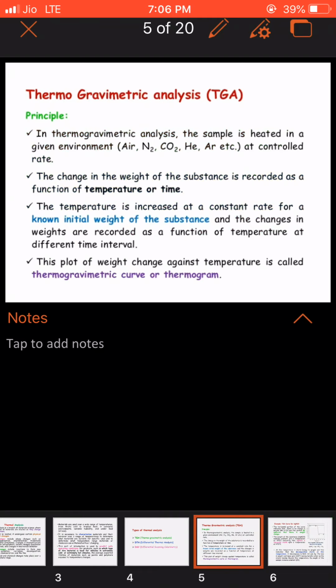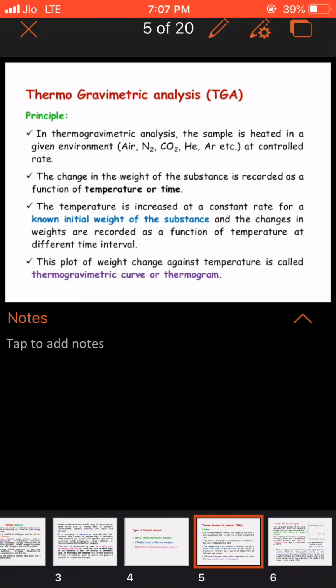TGA, thermogravimetric analysis, the name itself indicates thermo, which means there is a change in temperature. Gravimetry, metry means measurement. Gravi is related to the weight or mass of the sample. So thermogravimetry means by varying temperature of the material, we can study the weight of that material that varies with the change in temperature, and we can analyze it. So the name itself indicates what type of technique this is: thermogravimetric analysis.